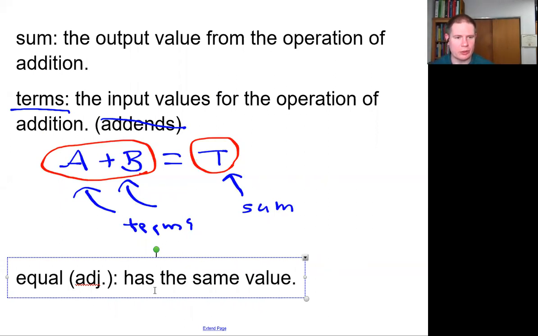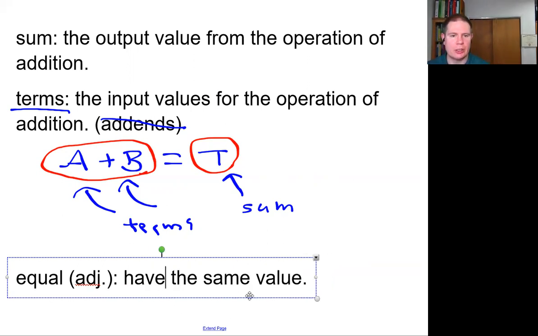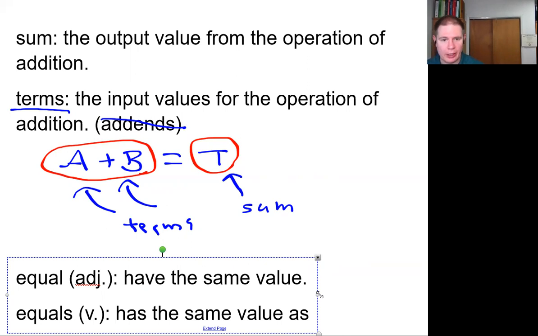So I guess with the adjective, we'll have to make that "have," right? Two things are equal if they have the same value. And if we say "equals," that's now a verb where we say "has the same value as." And then we get into subject and object, right?